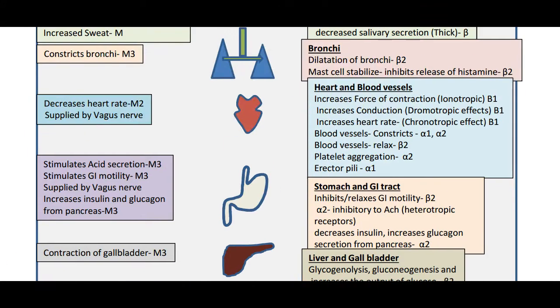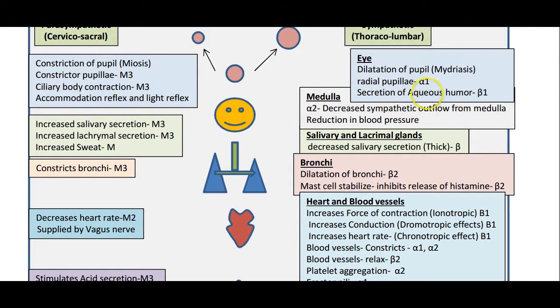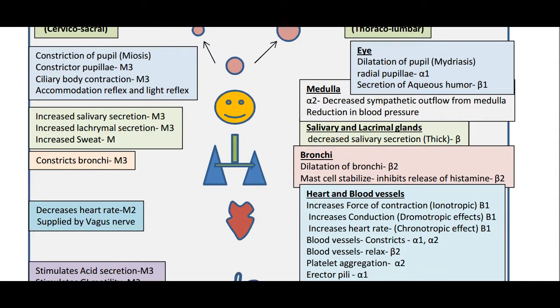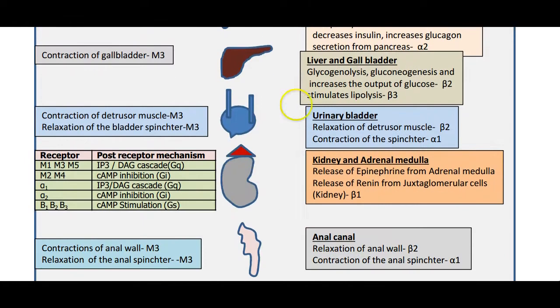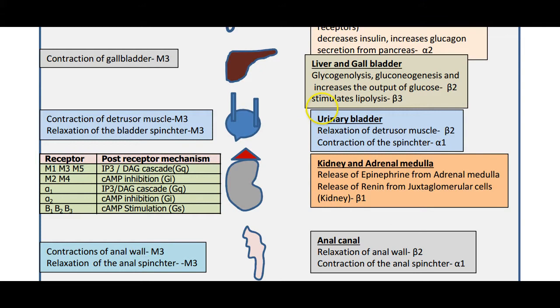And as for the beta 1 receptor, beta 1 is mainly present in the heart. In the heart, it causes increased force of contraction, conduction, as well as the heart rate. Now, other sites where beta 1 receptor can be found are the eye, where it causes secretion of the aqueous humor. It can also be present in the salivary glands, which can make salivary secretion very thick. And apart from that, they are also present in the kidney. In the kidney, their major role is to release renin from the juxtaglomerular cells. Whereas beta 3 has very limited role, and the main role of beta 3 is to stimulate lipolysis.